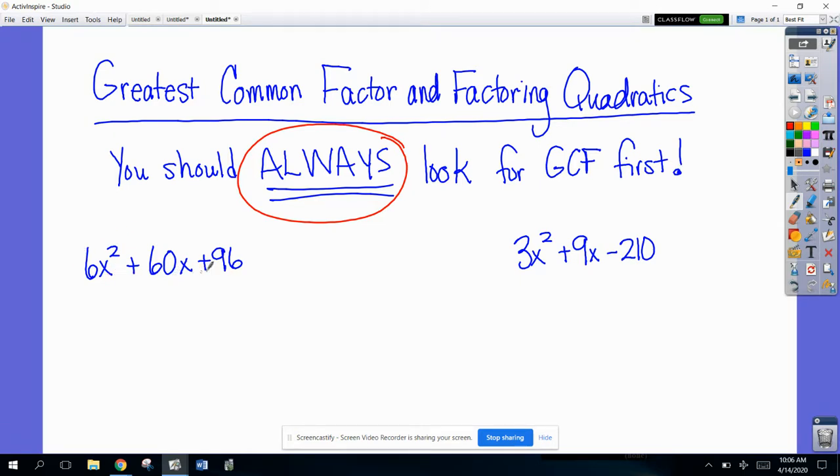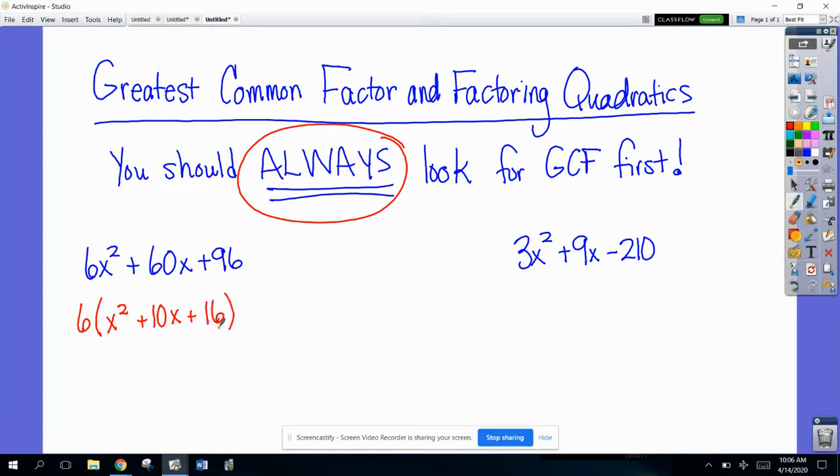So first, there's no x's in common, so I'm not taking any letters out. But if I look at these, 6, 60, and 96 can all divide by 6. So I'm going to take the 6 out. 6x squared divided by 6 is just x squared. 60 divided by 6 is 10x. And 96 divided by 6 is 16.